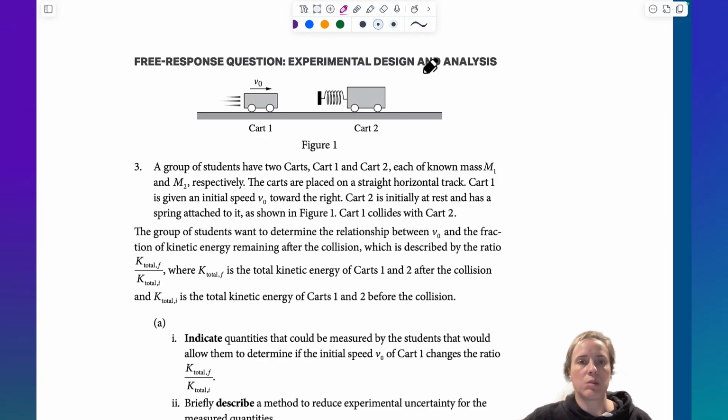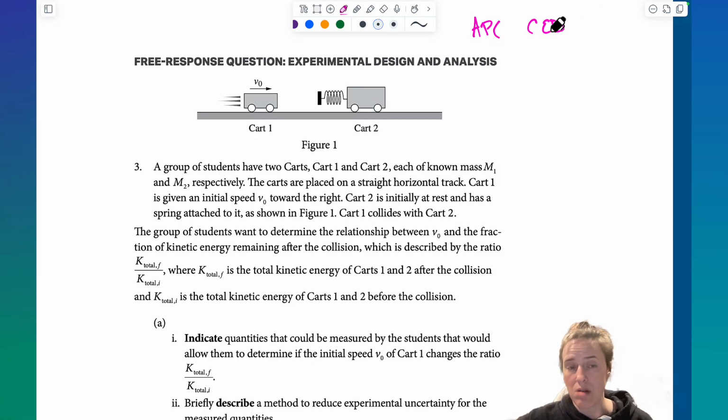So this is the mechanics question. This can be found at the back of the AP C Mechanics CED, publicly available. CED means course and exam description, if you did not know that.